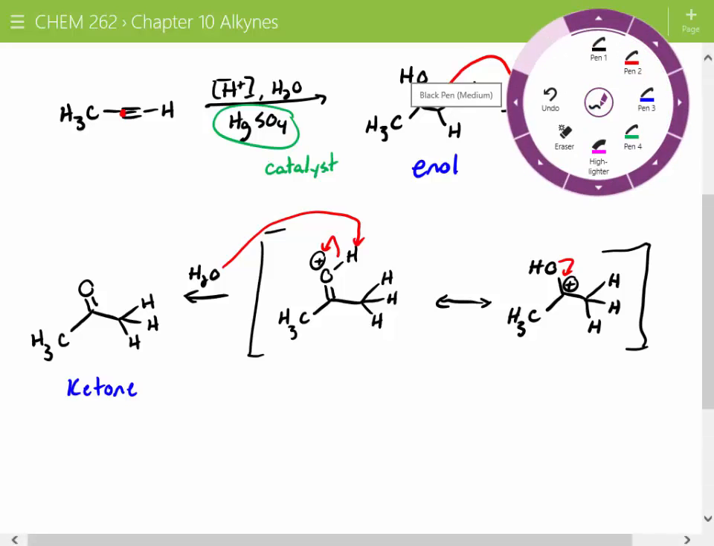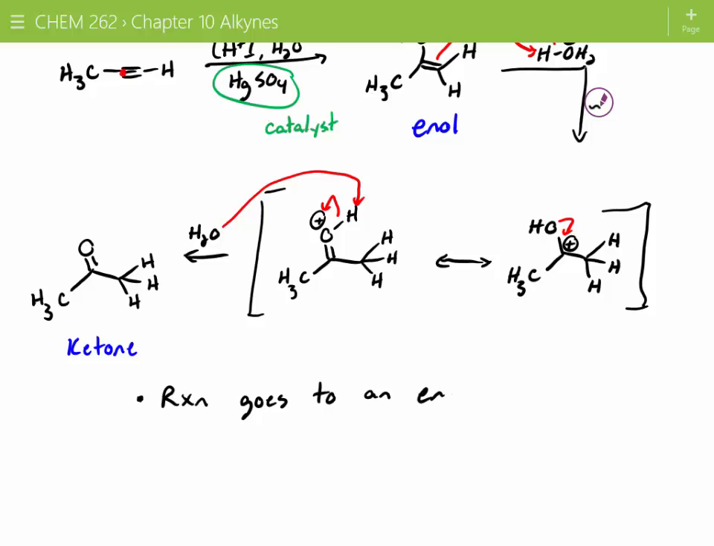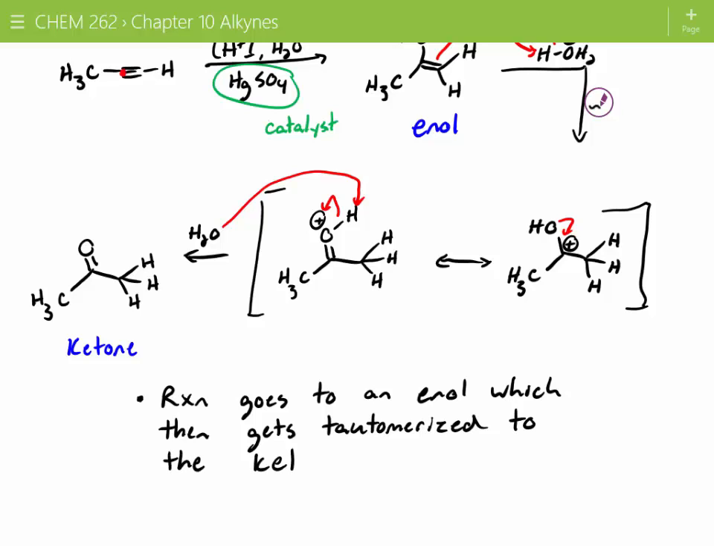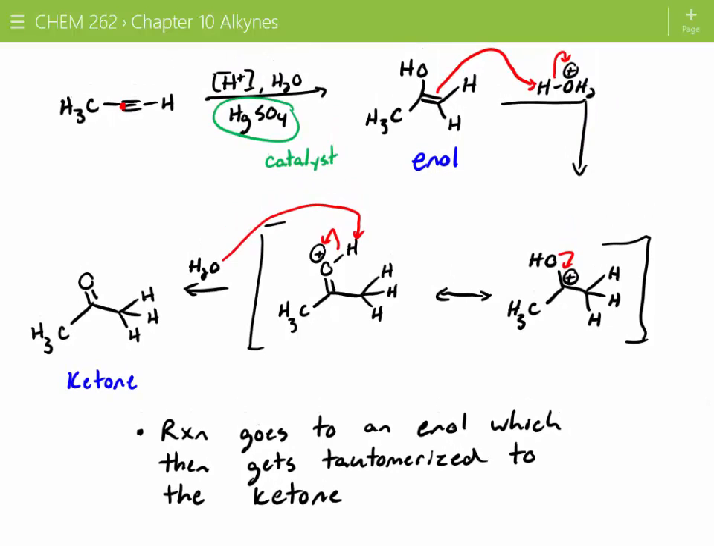Let's actually write that down, too, just to make a note of it. So reaction goes to an enol, which then gets tautomerized to the ketone. So just like we saw up here, we go through this enol, where the alcohol adds to the Markovnikov side, but through some proton transfers, we can actually convert it to the ketone form. The ketone form is much more stable.